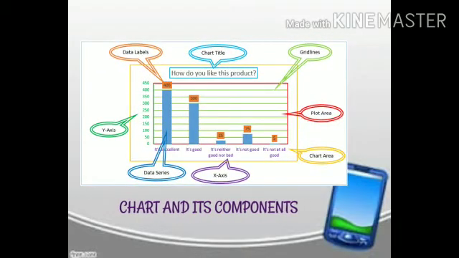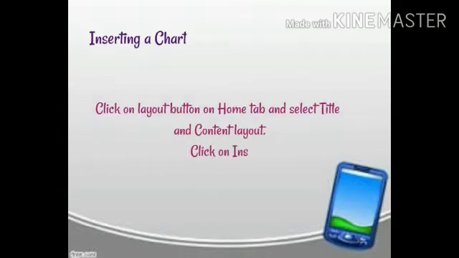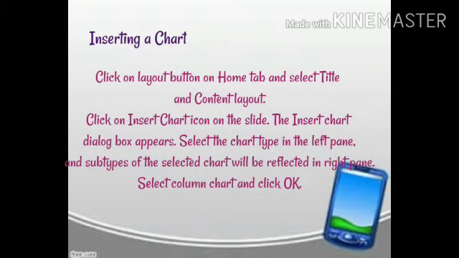Now here is a well-labeled diagram of a chart and its components. Inserting a chart. To insert a chart on a slide, there are a few steps. Click on the Layout button present on the Home tab and select Title and Content Layout. Click on the Insert Chart icon on the slide. The Insert Chart dialog box appears. Select the chart type in the left pane and subtypes of the selected chart will be reflected in the right pane. Select the column chart and click on OK. The chart will be displayed with the datasheet that contains the default data.